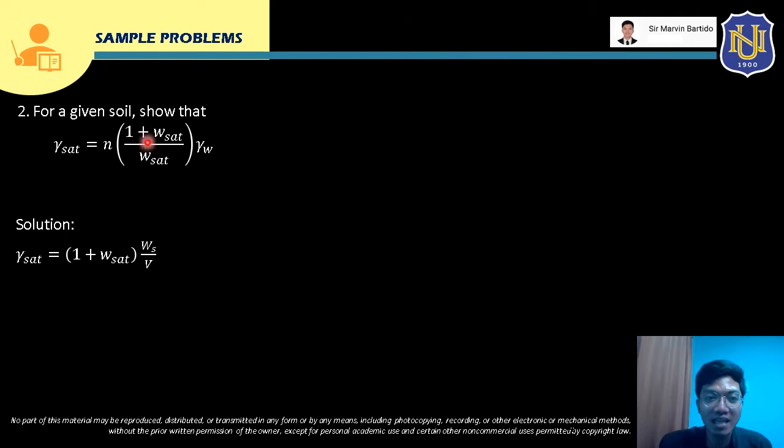Class kasi kailangan natin siyang i-express in terms of this, 'di ba? Para ma-prove natin 1 plus W sub sat. So kanina ito, napalabas na natin ito. But you can naman start from the beginning, na gamma sat equals sa weight over volume, wherein yung weight yan ng soil plus weight ng water, and so on and so forth. So pwede mo naman isimulan siya from the start. Pero ito class, nakuha na natin ito.